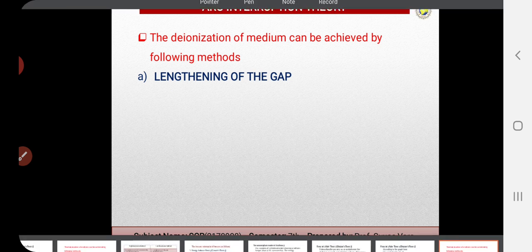The deionization of the medium can be achieved by the following methods. The first one is the length of gap. The dielectric strength is proportional to the length of gap. Lengthening the gap by rapidly opening the contacts is an obvious procedure, but the permissible arc length is limited by other considerations, for example, the arc energy and the possibility of transient voltage due to current chopping.